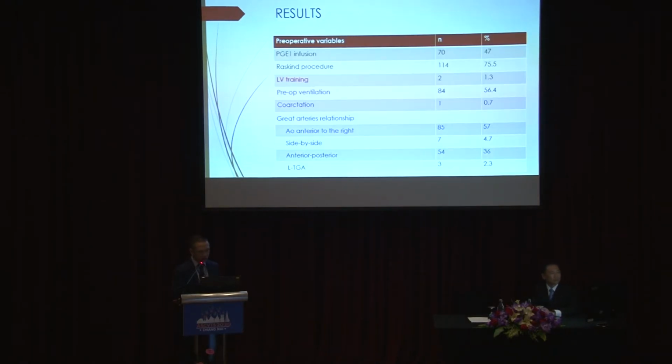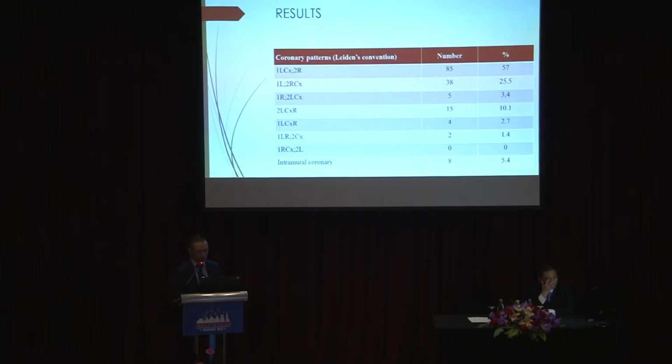During this study, we had two patients who required airway training, and only one patient with a coarctation of the aorta. Most of the patients have the aorta anterior to the right of the PA. Most of the patients have a normal coronary distribution, and there are almost 20 patients with a single coronary artery, and 8 cases with the intramural coronary artery.